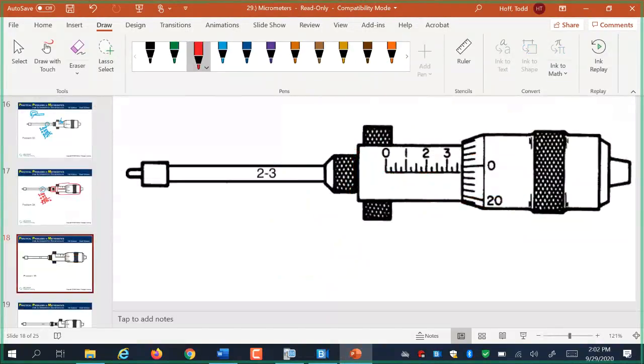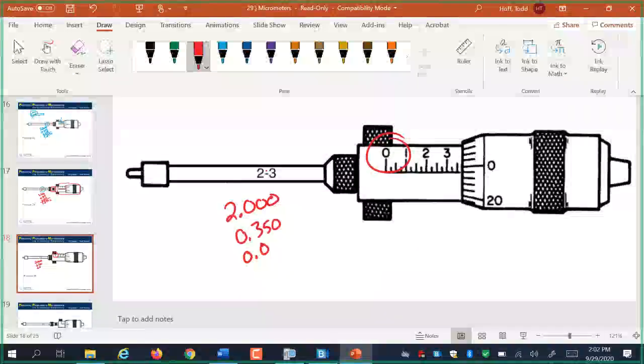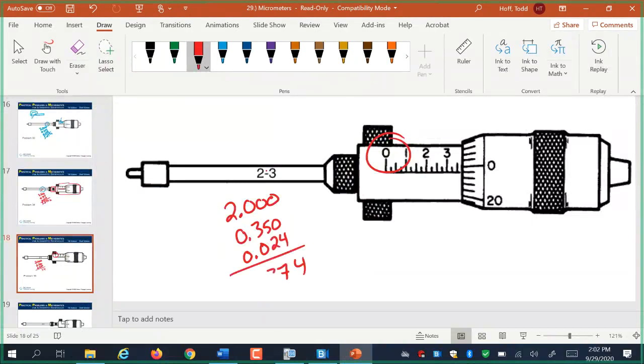So this one here, we have a 2-inch extension. Do we have an additional 1/2 inch extension? Nope. So we're just 2 inches is where we start. What are we reading on the barrel here? 0.350. You got it. 0.350. And on the thimble? 0.024. Good. So we've got 2.374 inches.